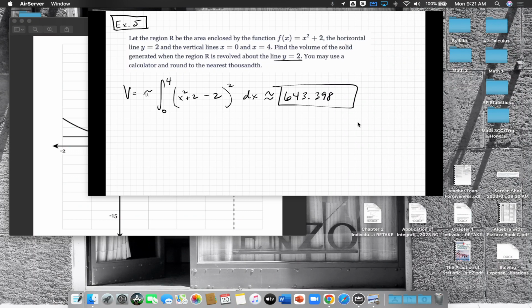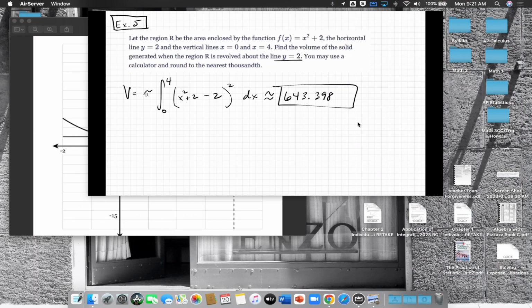Tomorrow we're going to do washer method because washer method is very similar to this. The only difference is there's a hole on the inside. A disc doesn't have a hole. Like if you think of a frisbee, it doesn't have any holes in it, right? But if I were to drill a hole in it, it would look more like a washer, like the metal washers. So that's the difference between those.